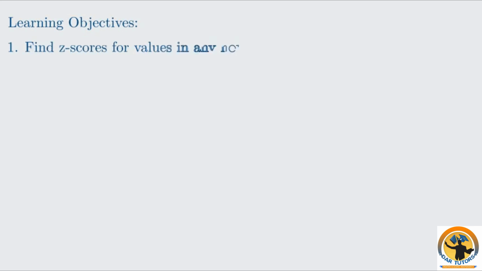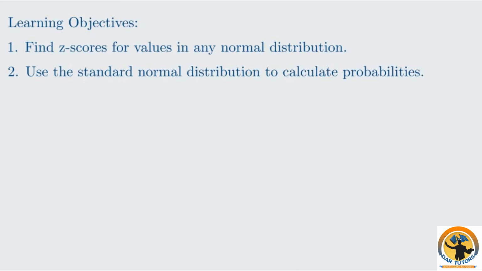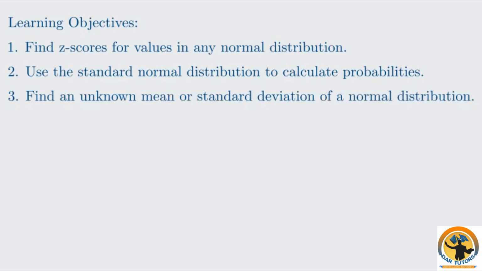By the end of this lesson, you will be able to, first, find the z-score for a value in any normal distribution, which allows for comparisons between different datasets. Second, use the standard normal distribution and a graphics calculator to calculate probabilities. And third, find an unknown mean or standard deviation of a normal distribution using z-scores.